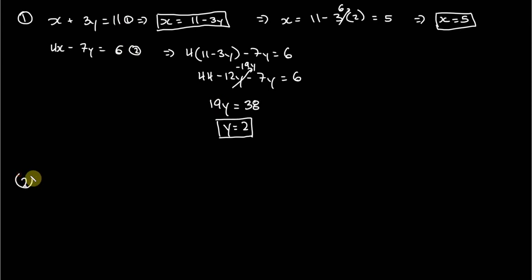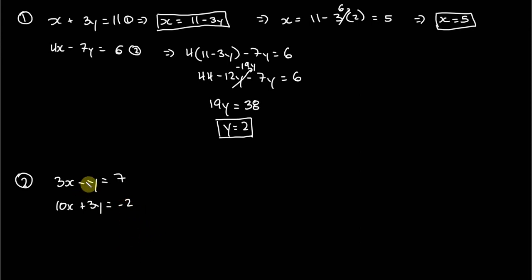Right, let's work on another example. I think this one will be okay. It looks interesting. We're given 3x minus y equals 7. We're given 10x plus 3y equals negative 2.